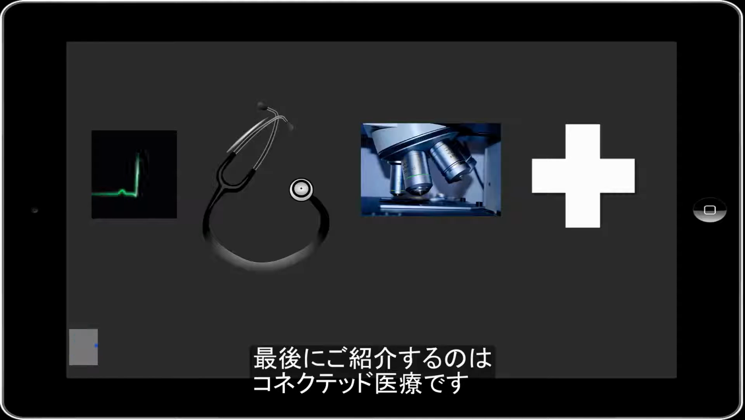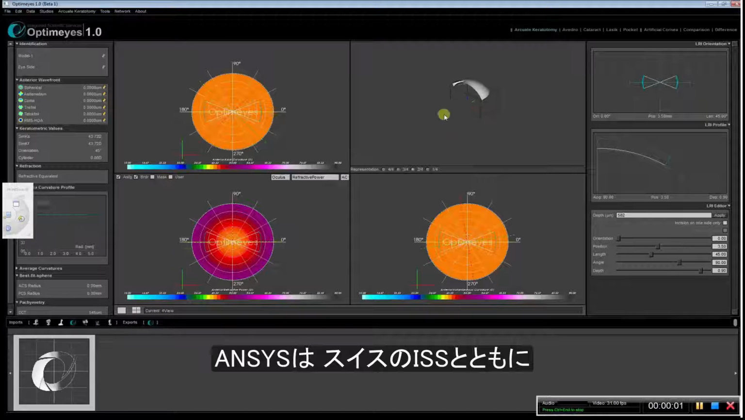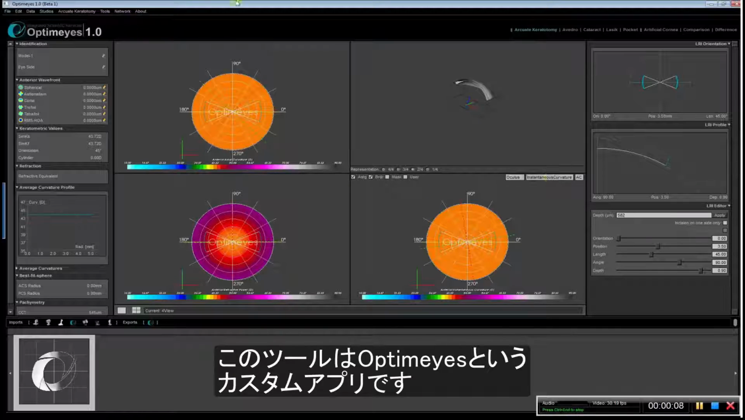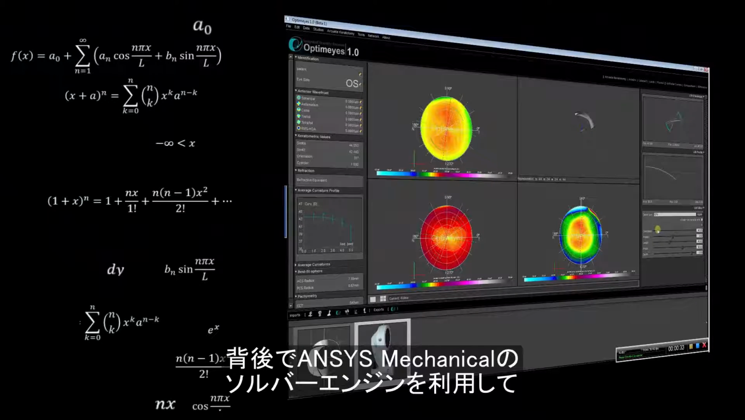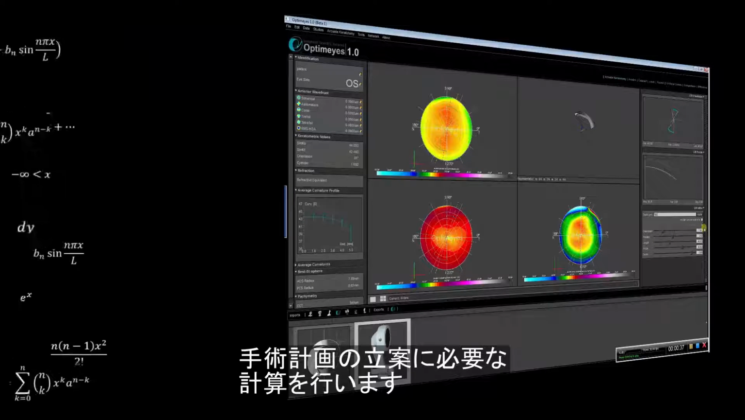The final area that I will describe is connected healthcare. ANSYS is working with ISS in Switzerland to assist eye surgeons plan the best procedures for corrective eye surgery. The tool you see here is a custom app called OptimEyes. It utilizes the ANSYS Mechanical solver engine behind the scenes to perform necessary calculations for surgery planning.